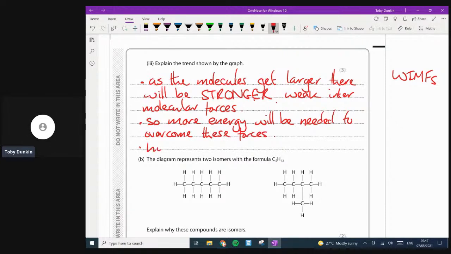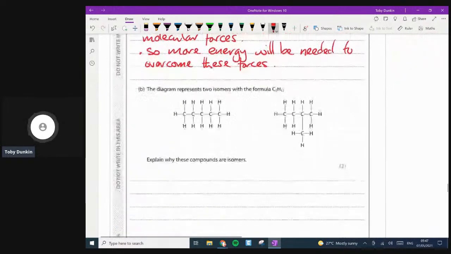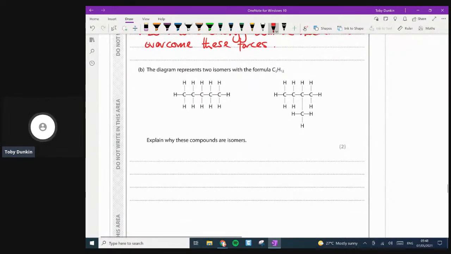Higher boiling point, higher BPT. I'll just leave it there. Next, explain why these compounds are isomers. I love that. That question is great because it's basically saying what's the definition of an isomer.